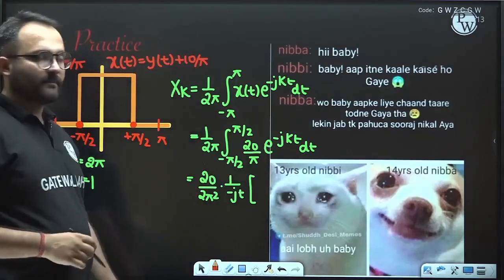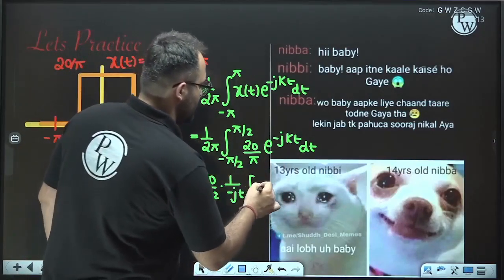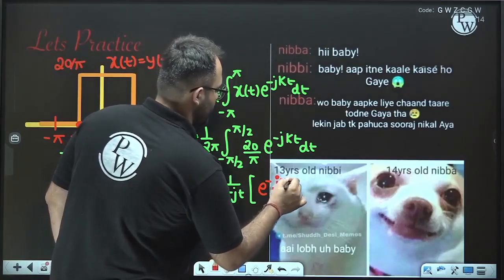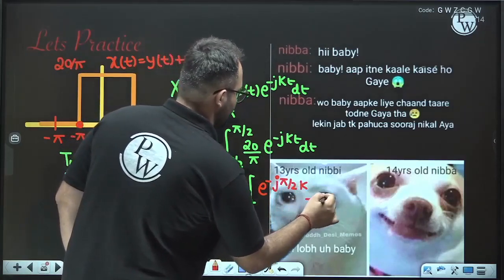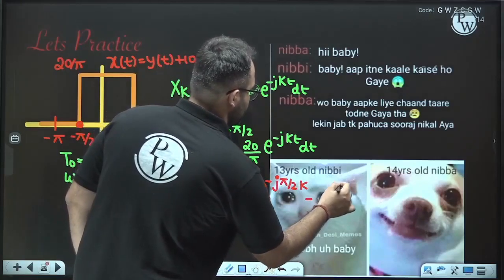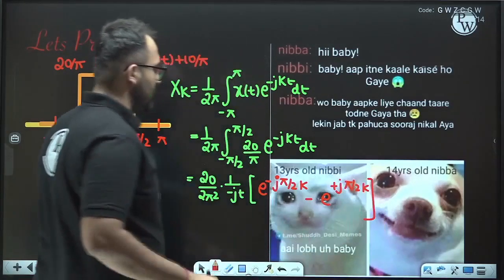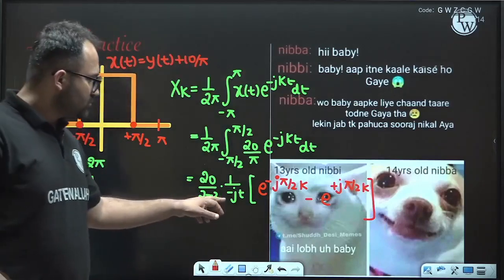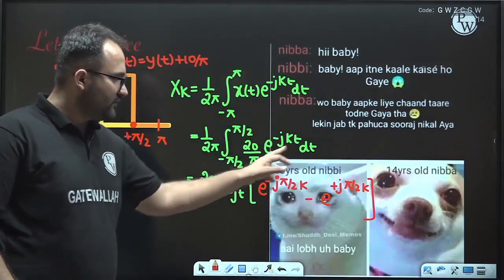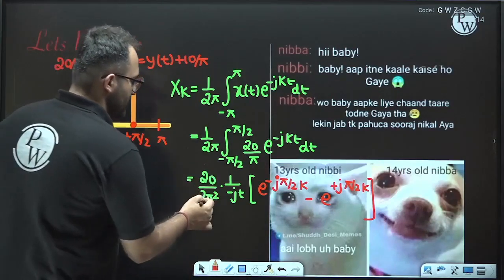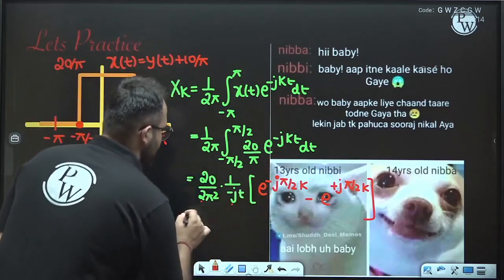So this signal will be e to power minus j pi by 2 k minus e to power plus j pi by 2 k. Now if we use minus 2j and this term, we can get that it will convert into sine theta. Okay, so minus 2j and this term will convert into sine theta.